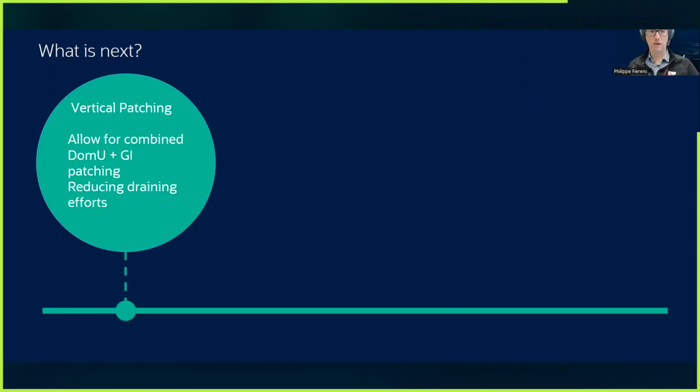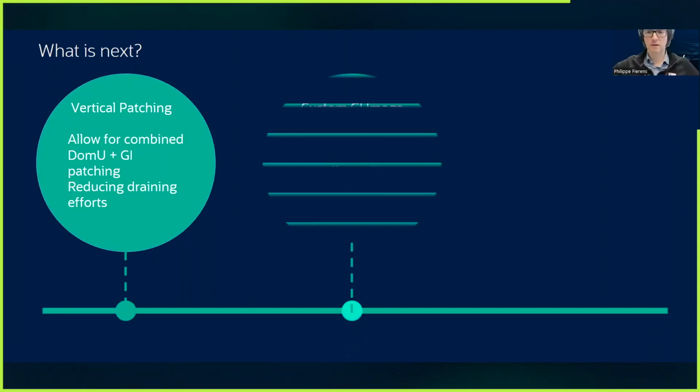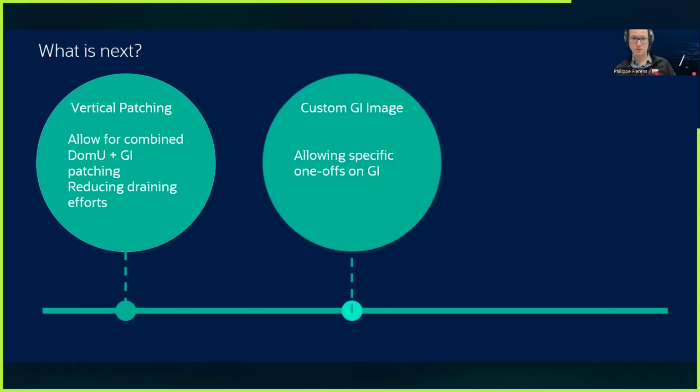And we also, you can click on the next button, Amalraj. Yeah. We also will have custom GI image support. Currently, that's not something that is possible. So it will allow you to have specific one-offs on the GI, just as you have now with the database patching. You can either choose to go to a specific RU or to have an RU plus some one-offs. Same thing will be possible for GI.